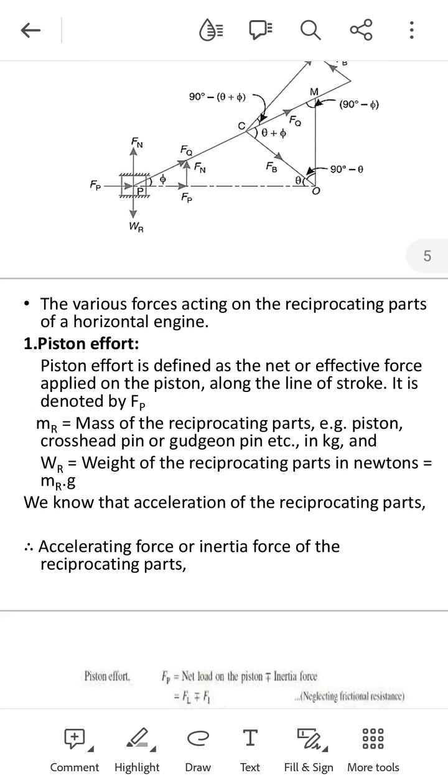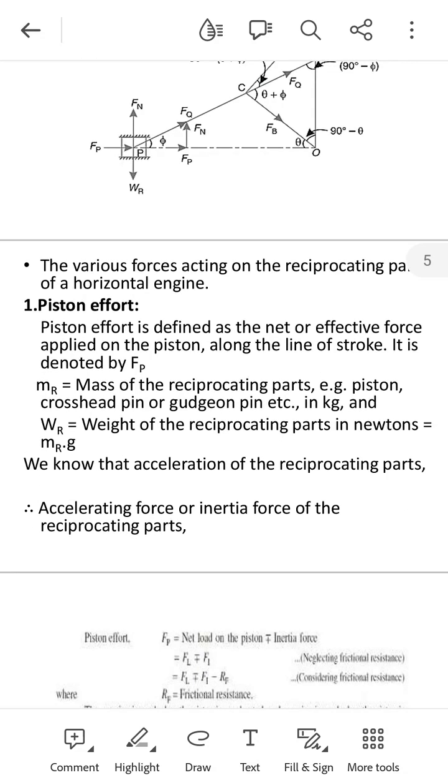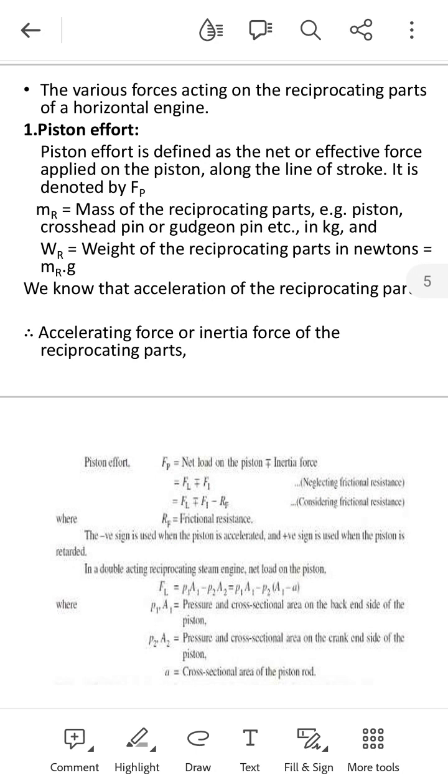We know the accelerating force or inertia force of the reciprocating parts. Piston effort Fp is equal to the net load on the piston Fl plus or minus the inertia force Fi, neglecting frictional resistance. Fp is equal to Fl plus or minus Fi minus Rf, when considering the frictional resistance. Rf means frictional resistance. The negative sign is used when the piston is accelerated, and the positive sign is used when the piston is retarded.